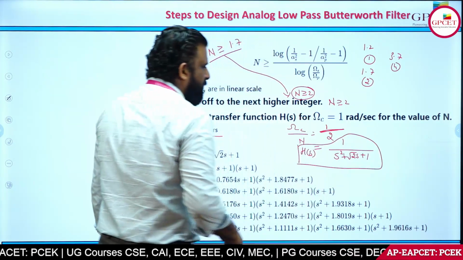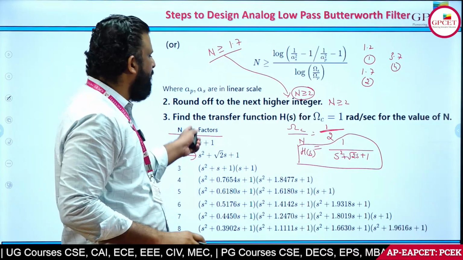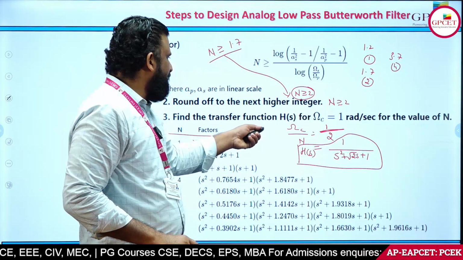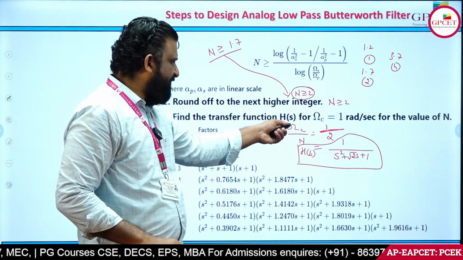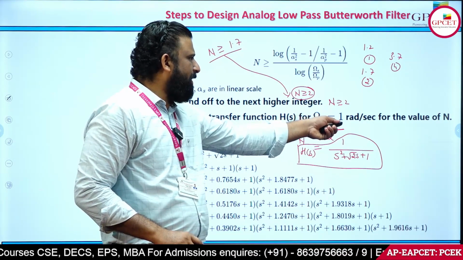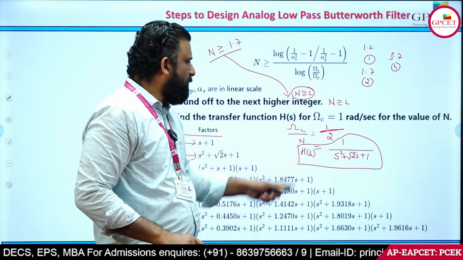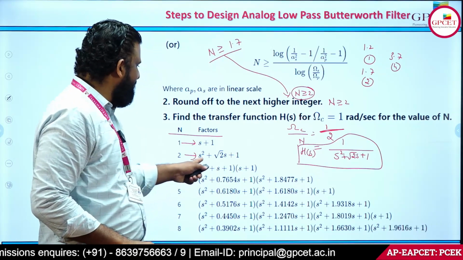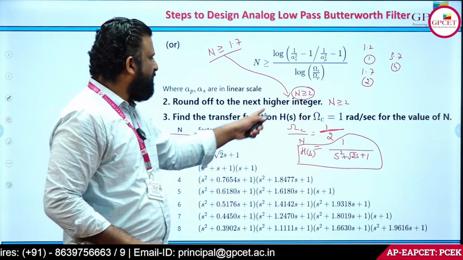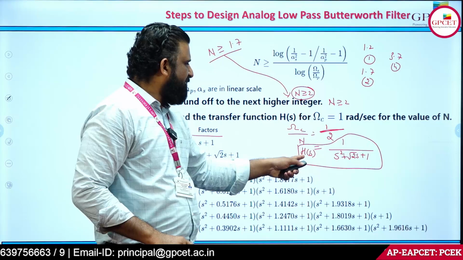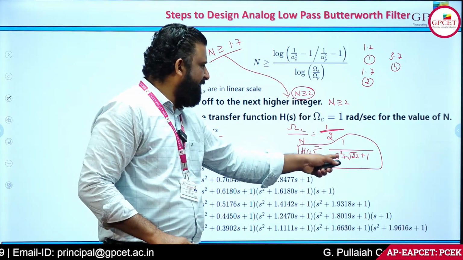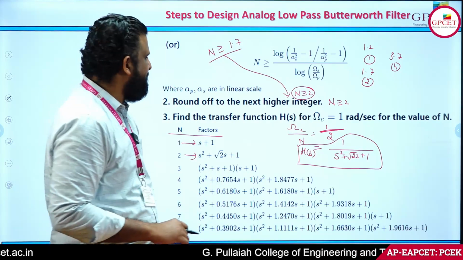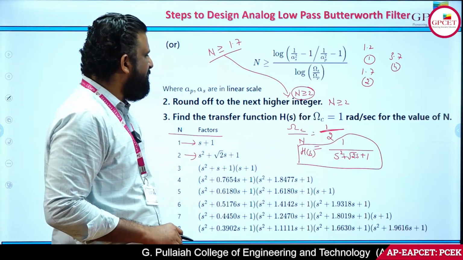So I think you got clarity on how we form the transfer function here. That is, to find the transfer function of H of s with omega c equal to 1, depending upon the value of n equal to 2, the factor for 2 is s square plus square root 2 s plus 1. Based on that, the transfer function H of s is equal to 1 divided by s square plus square root 2 s plus 1. In the third step, we found the transfer function.